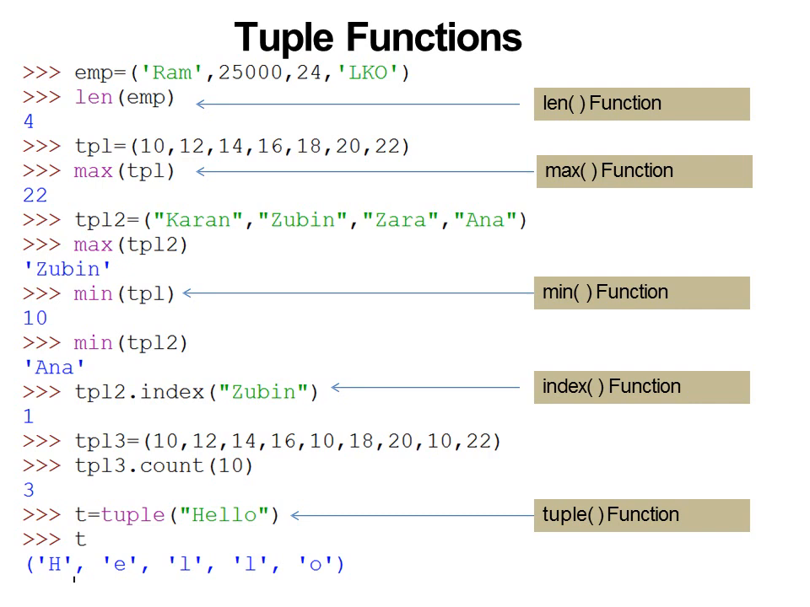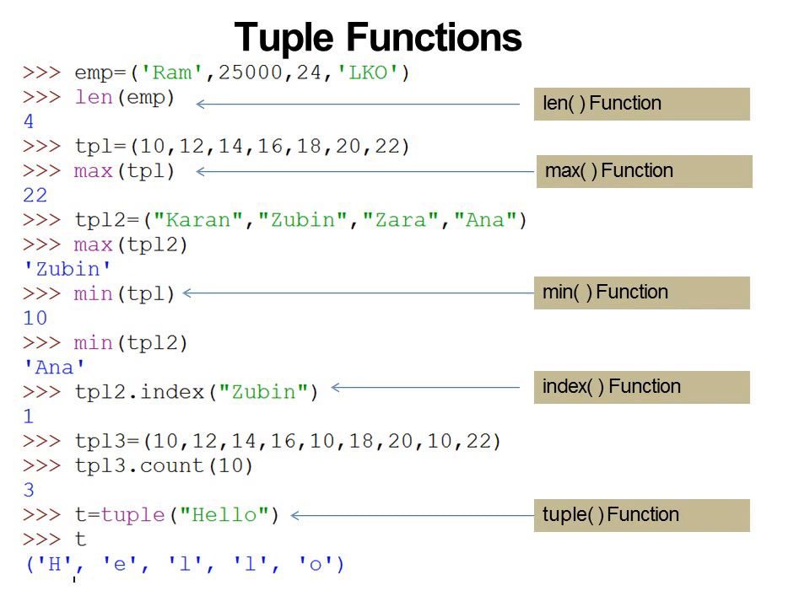Next is TPL2.index Zubin. If I want to get the index value of Zubin, then I need to use the index function for this. So TPL2.index means the index value of Zubin will get displayed. The index value of Zubin is 1.